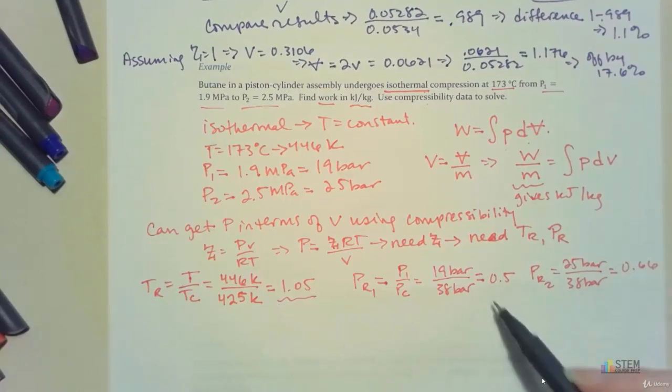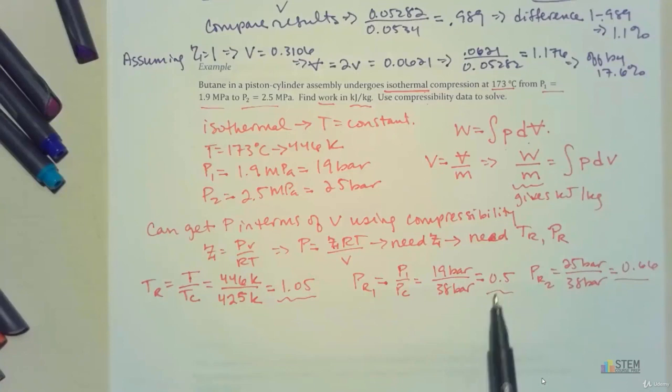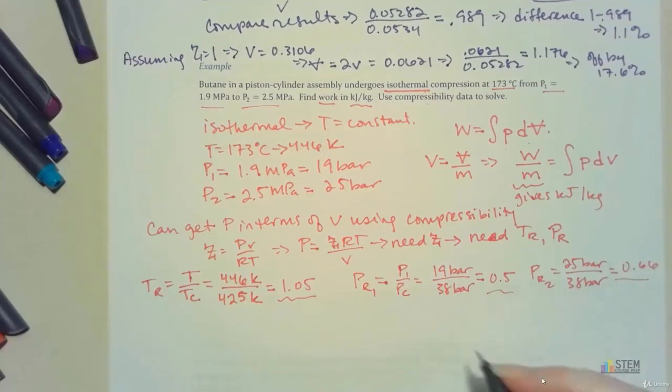Now, using these values, you can go ahead and go to your compressibility chart. Our pressure here is low, it's less than 1, so you're going to go to the compressibility chart that has a reduced pressure ranging from 0 to 1. So for the Moran book, that's figure A1.